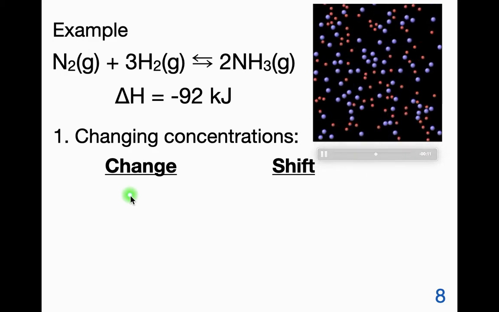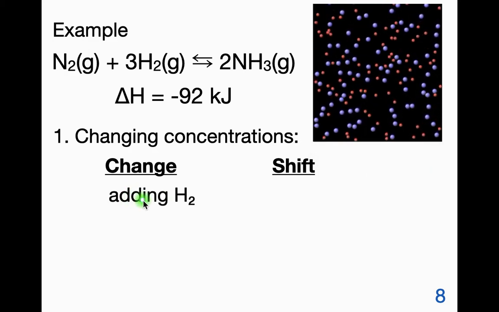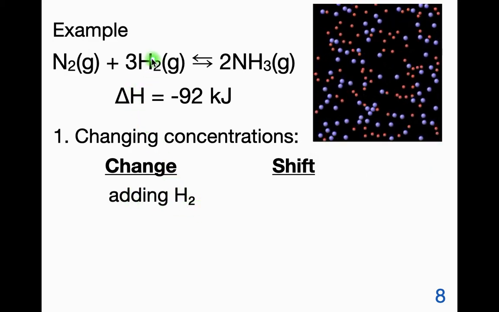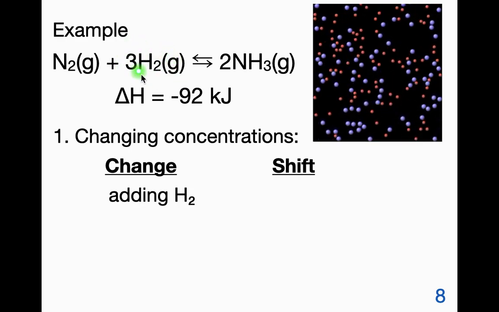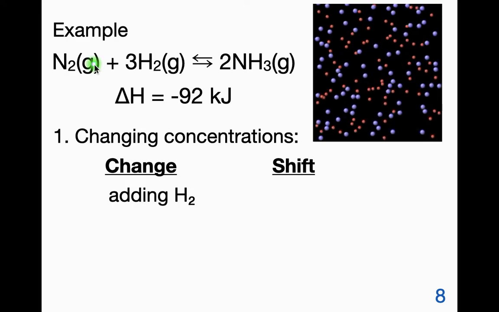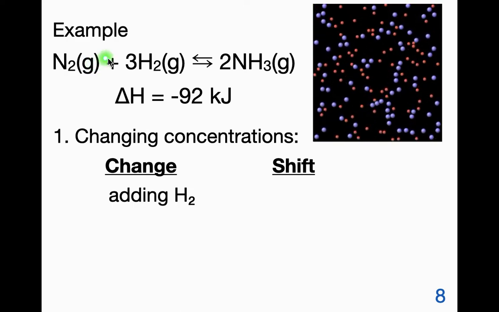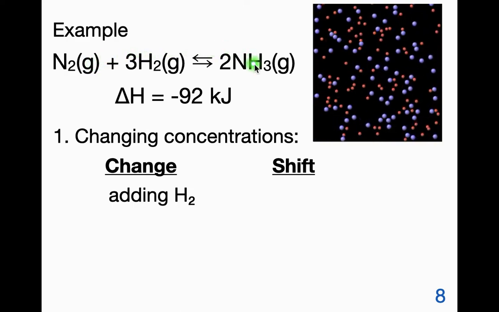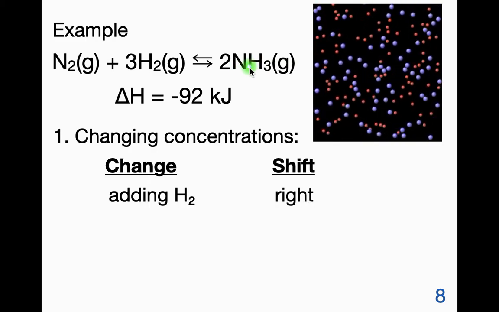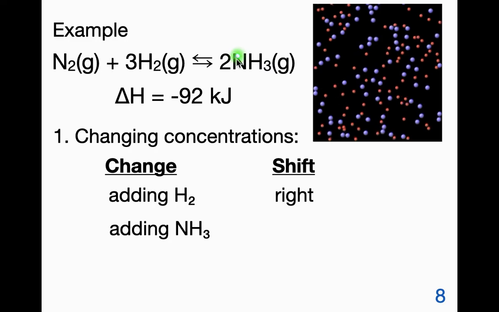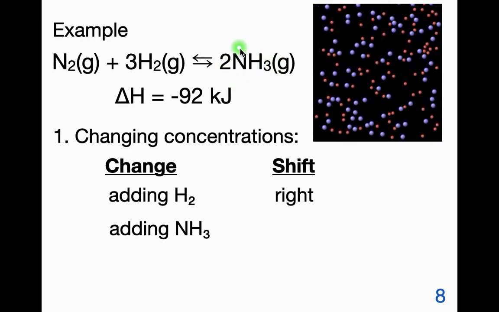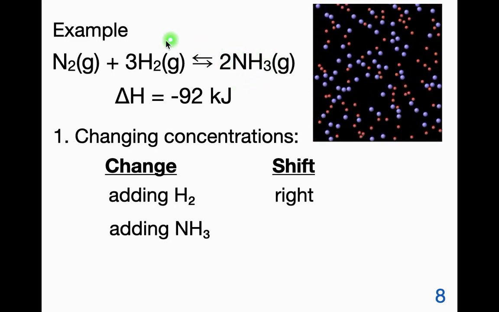So let's look at the change. If we add hydrogen, well, hydrogen is a reactant. Le Chatelier's principle says if we add a reactant, the reaction will shift to counter that change. So in other words, it'll shift to the right, making more products. If we add ammonia, ammonia is a product, so the reaction is going to shift to the left.